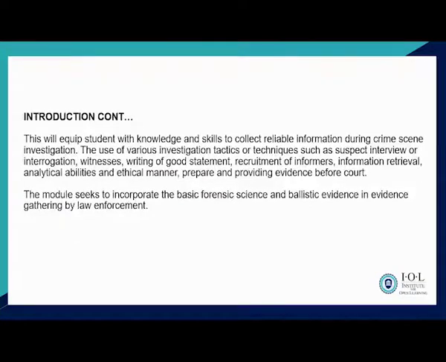This will equip students with knowledge and skills to collect reliable information during crime scene investigation. It covers the use of various investigation tactics or techniques such as suspect interview or interrogation, witnesses, writing of a good statement, recruitment of informers, information retrieval, analytical abilities, and acting in an ethical manner, preparing and providing evidence before court. The module seeks to incorporate basic forensic science and ballistic evidence in evidence gathering by law enforcement.